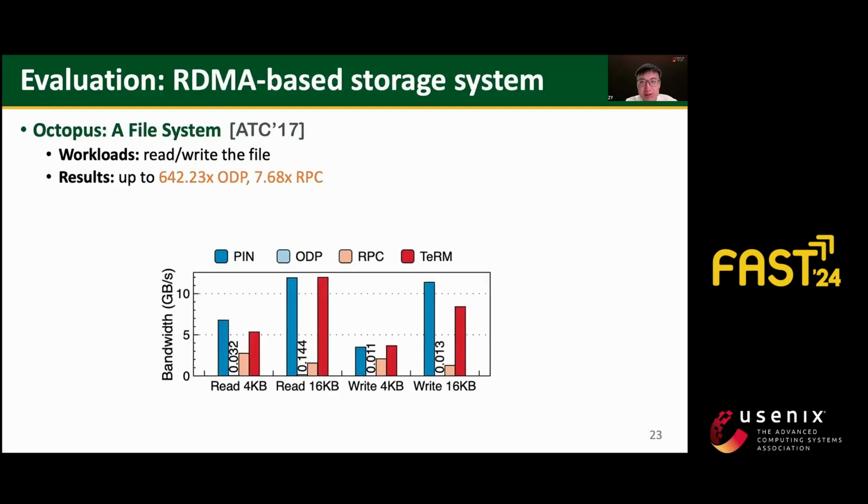Besides micro-benchmark, we also evaluate the performance using existing RDMA-based storage systems. The first one is Octopus, an RDMA-based file system. It uses RDMA read and RDMA write to access file data. We test the read and write bandwidth of Octopus. TeRM surpasses ODP by over 600 times and is up to about 7 times faster than RPC.